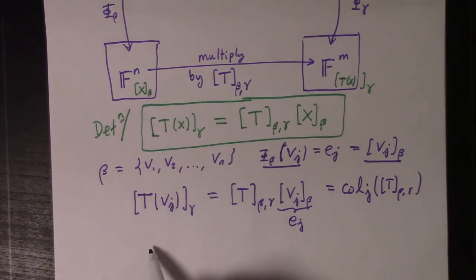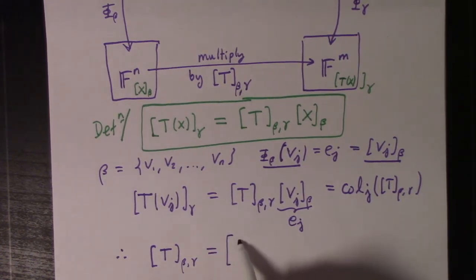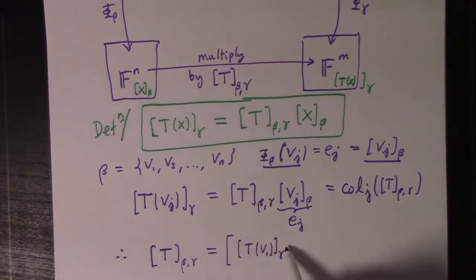So therefore, we could also say this about the matrix T beta gamma, this non-standard matrix, if you will. We're trying to understand what it looks like. Here's what it looks like. You take the first thing in the beta basis, you feed it to the map, calculate the gamma coordinates of that. That's the first column.